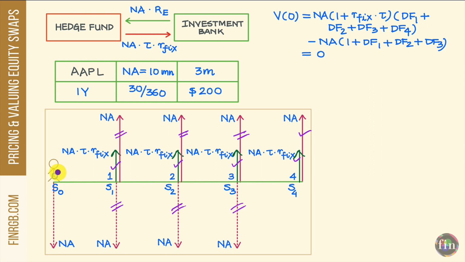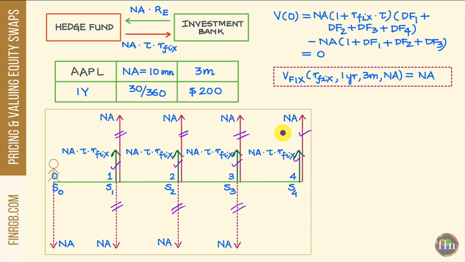Okay, therefore if I equate this value to 0, it's the same as making sure that the value of this hypothetical bond with coupon equal to R fix, maturity 1 year, periodicity 3 months, and face value equal to the notional amount, the value of this fixed coupon bond equals the notional amount of this equity swap. Okay, this is my guiding equation for calculating this R fix. If you were to do the algebra and write down what R fix is, this is what you will get.